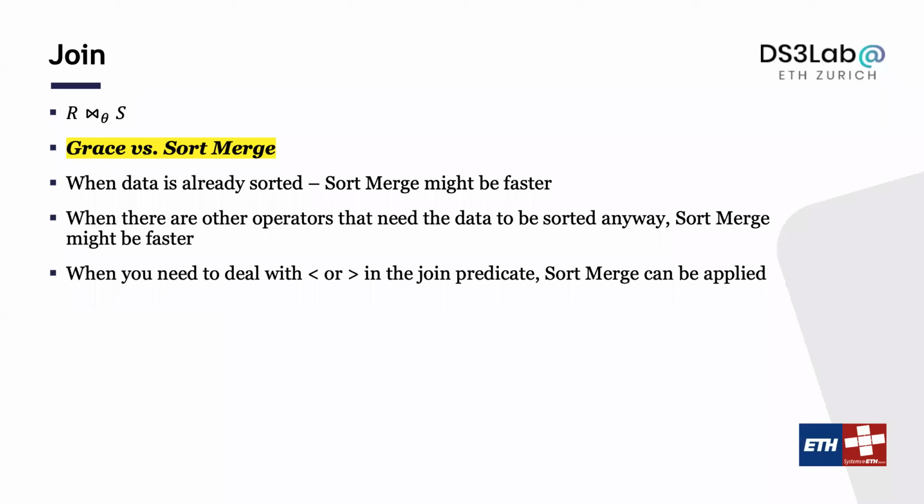We also need to deal with some predicates that are not equi-join. For example, if you have smaller than or larger than as your join predicate, I don't know how to do hash join here. I can only do sort-merge join. So here you have constraints on which algorithm you could apply, and that will also change how you do this.